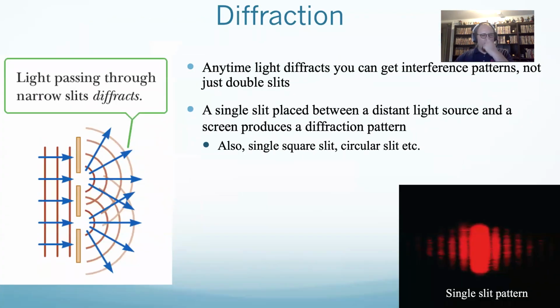And this seems kind of weird because when light's going through the double slit, you can see what they're interacting with. It's the light from one slit interacting with the light from the other. But through the single slit, it should just be spreading out. Really shouldn't be interacting with itself. But yeah, it happens. Any shape slit will cause something. And you'll see this in the lab if you watch the video.